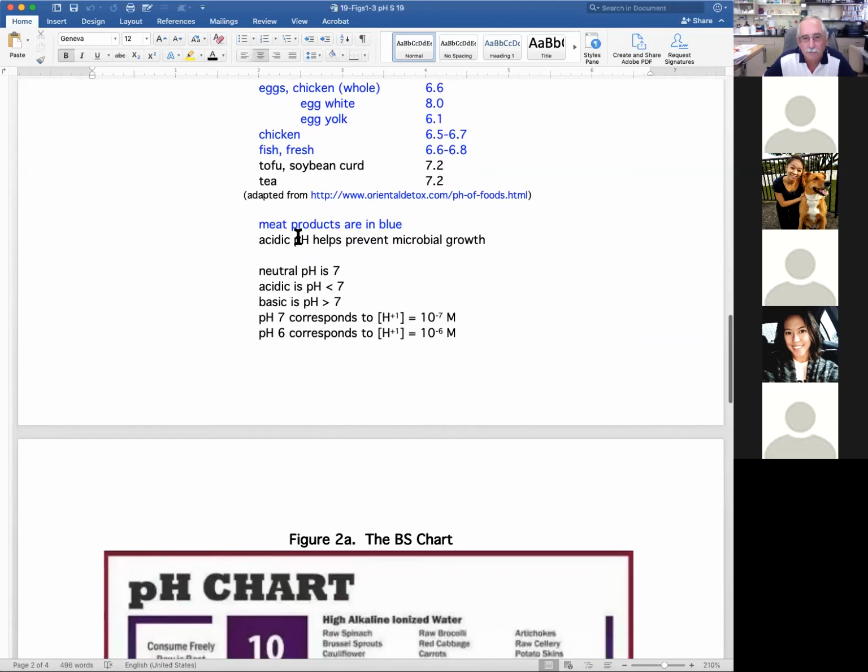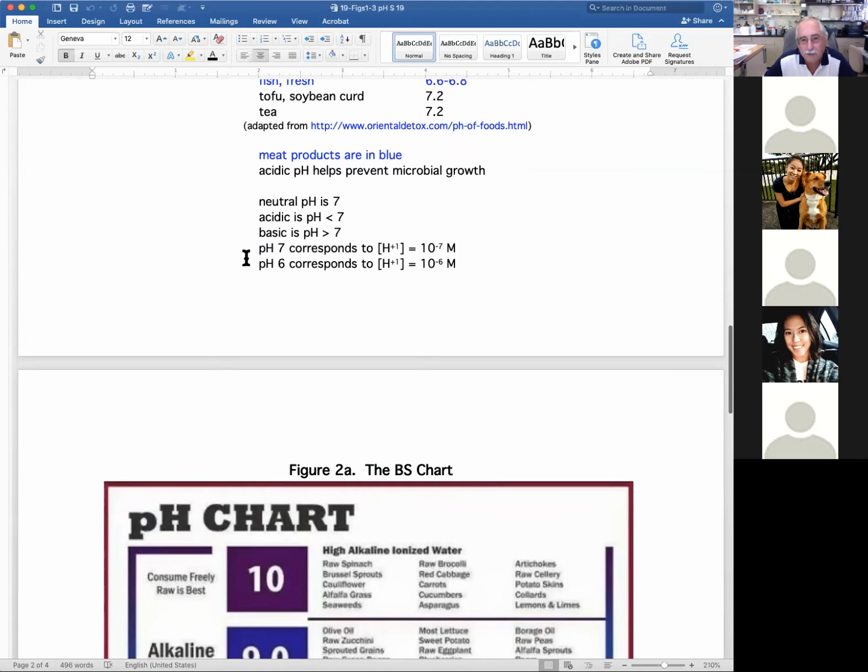So here's just some pH values. A pH of 7 corresponds to a hydrogen ion concentration of 10 to the -7th. At pH 6, you can see one difference in pH unit is a 10-fold difference in concentration of the hydrogen ion.